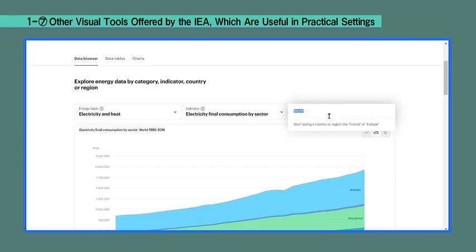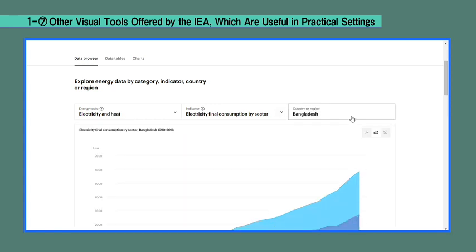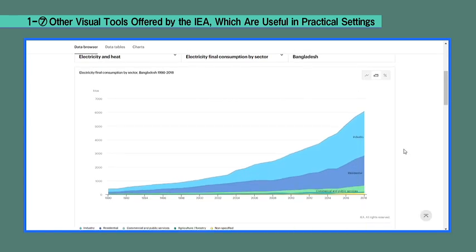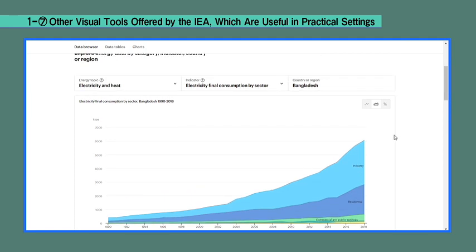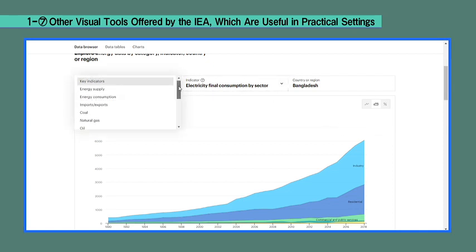Change world, for example, to Bangladesh. Bangladesh depends on industries, so its industry sector is rapidly growing. Its residential sector is growing fast too. We can see such changes here. We can see data not only for electricity, but also various other sectors.